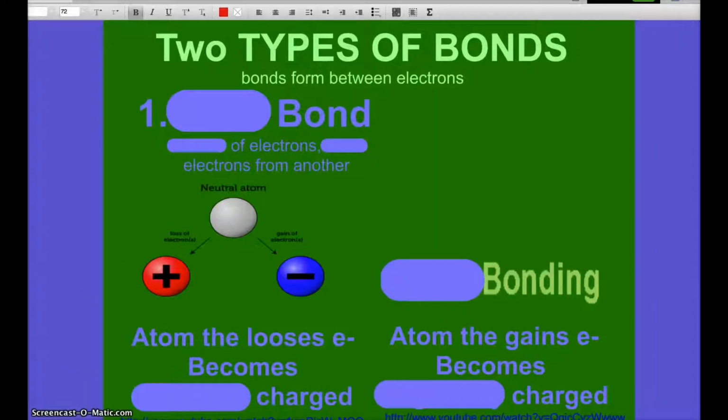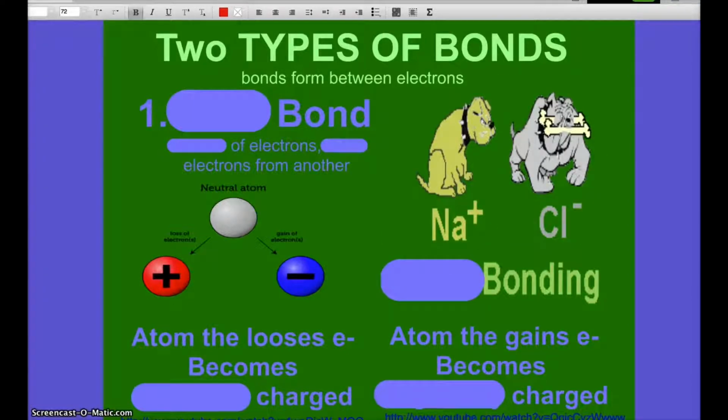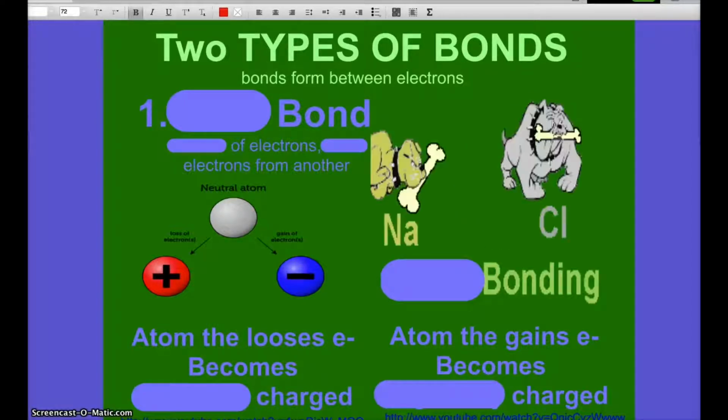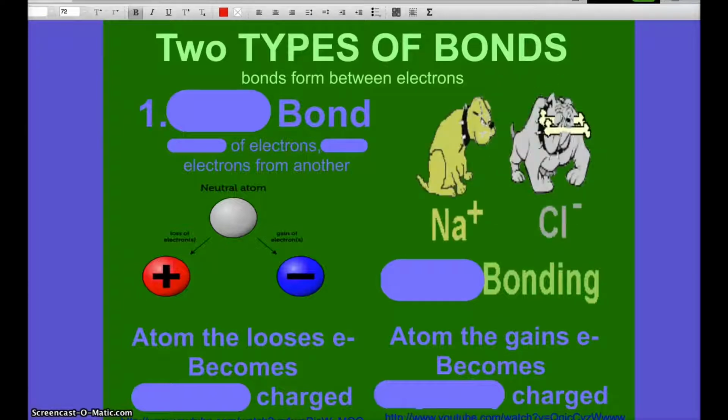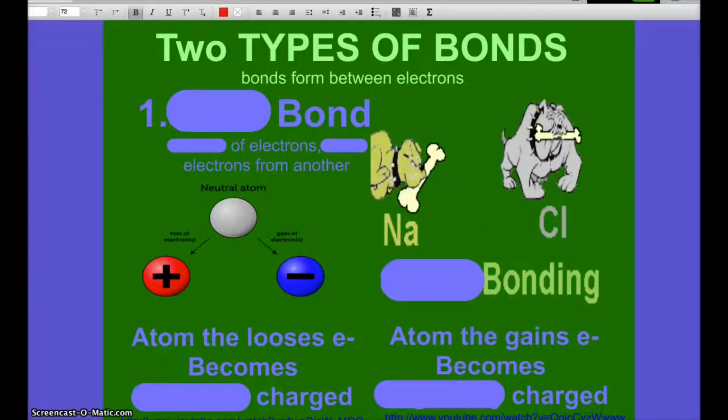So let's talk about these bonds, okay? The first thing I want you to know is when atoms combine, what's really combining is electrons. So they are forming bonds between their electrons, and that's how they form a compound. So who could give me an example of a compound?